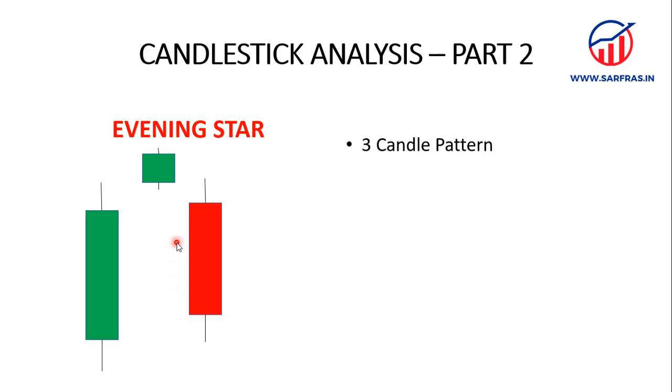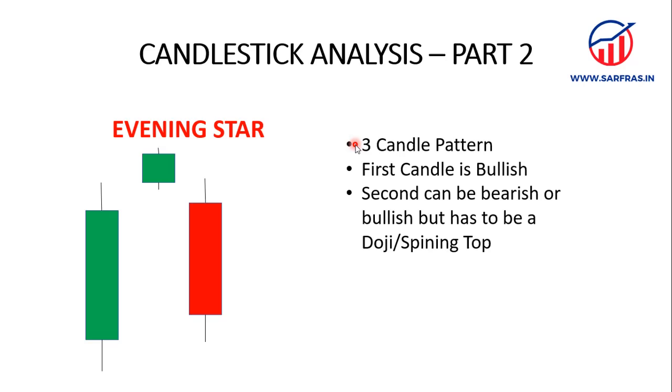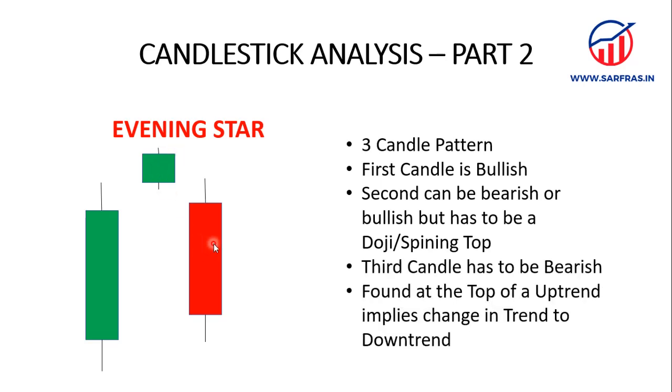If you see over here again, this particular candle color, just like your morning star, is immaterial. It can be red, it can be green, or it can be a doji too. The criteria is the first candle should be bullish, the second can be bearish, bullish, or a doji. Bearish or bullish means a green or a red candle, but it has to be a doji or a spinning top. The third candle has to be bearish. Normally, if this is found at the top of the trend, you can imply that it's going to change the trend to a downtrend. So let's check it out.